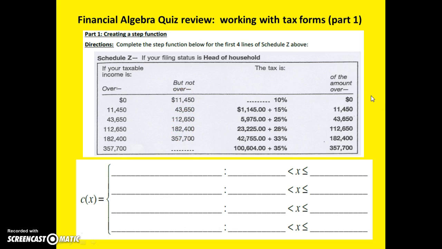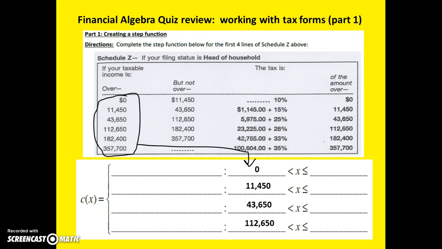Okay, now guys, the easiest way to do this is just remember that you can start on either side. I chose to start over here because you can get this done really quickly. These are the minimum requirements, and these are the maximum for every step level. So if we start with the minimum requirement, you just go straight down that column: 0, 11,450, 43,650, and 112,650, and you're done with that column.